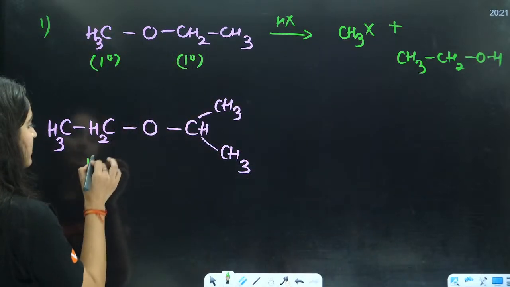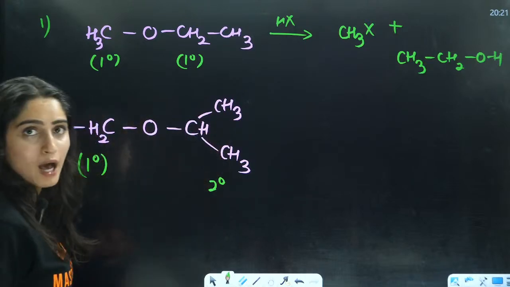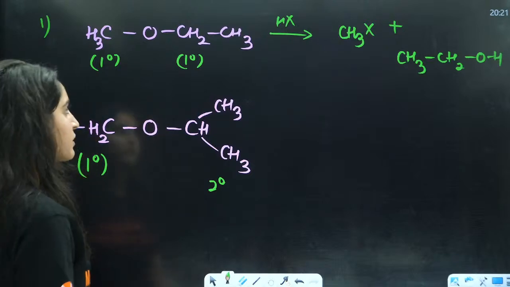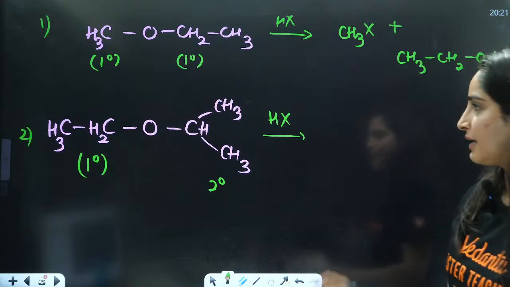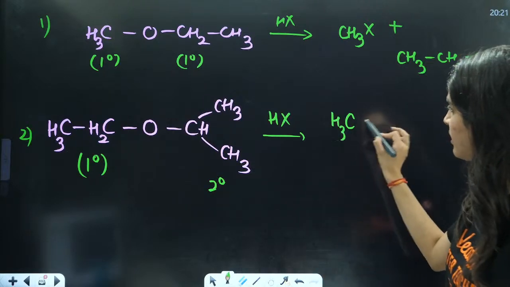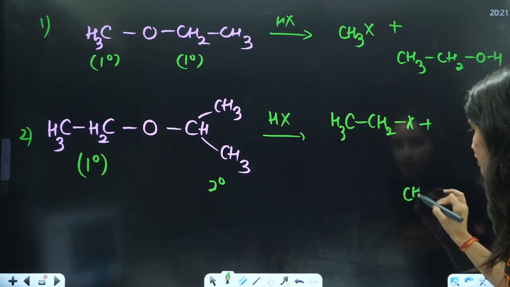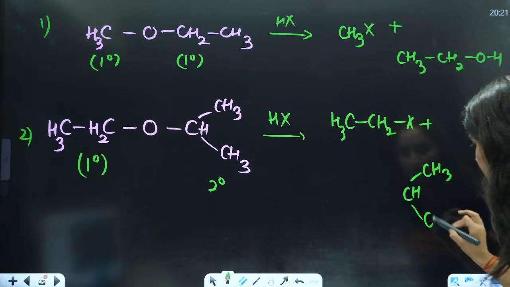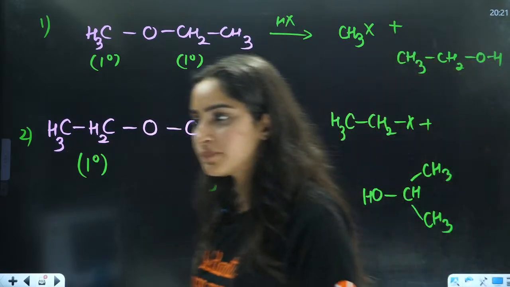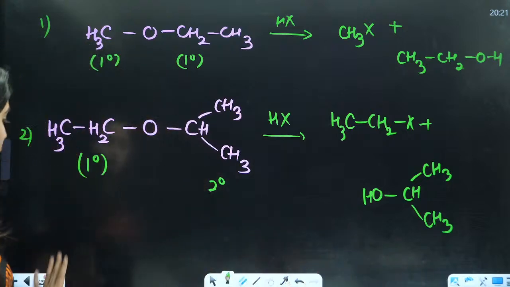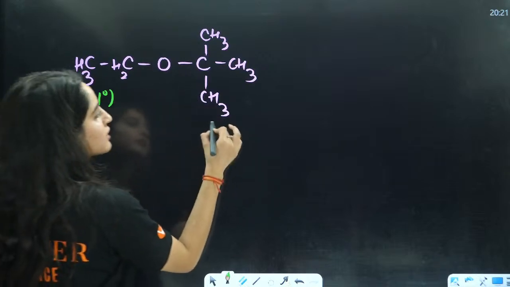Here one is primary, the other is secondary because this carbon is connected to two carbons. Again you added HX here. The lower one will form the alkyl halide. That means you will have CH3CH2X plus CH, CH3, CH3, this is OH. Okay, understood?